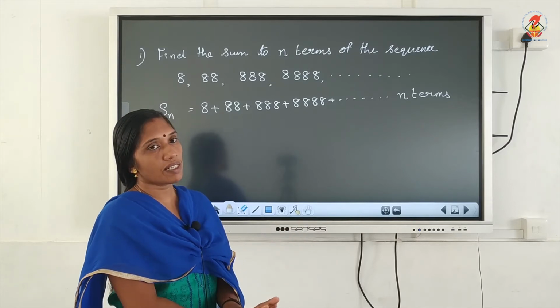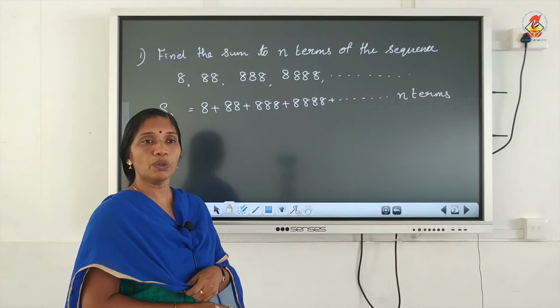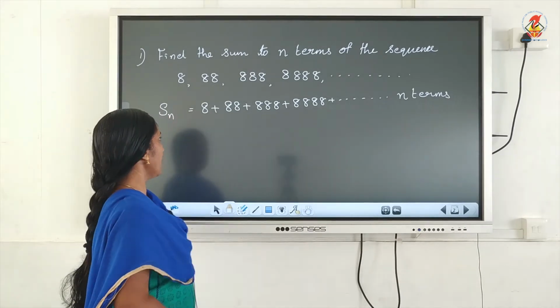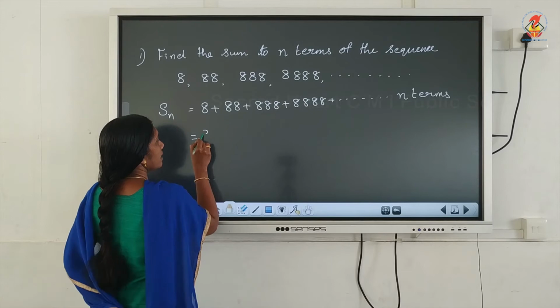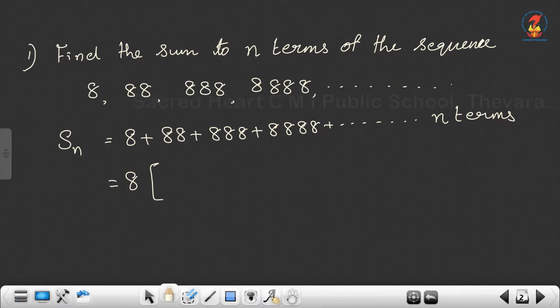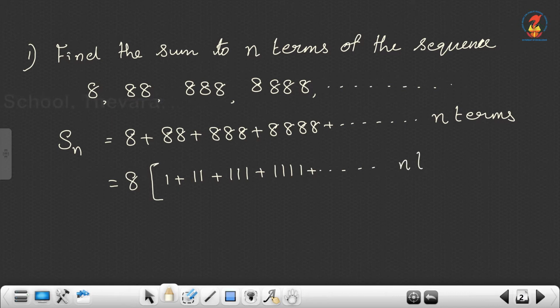What we do here is we can convert this to GP. Okay. So for that, first we have to take 8 outside. So when we take 8 outside, the first term is 1. Then next is 11, 111, 1111 plus etc. up to n terms. Now, again this is not GP. It is not AP. It is not GP.